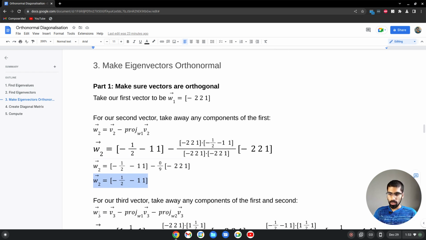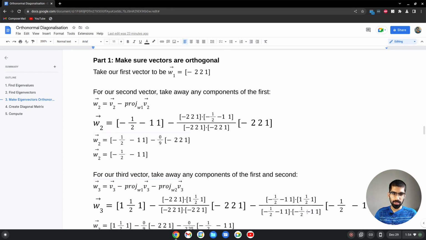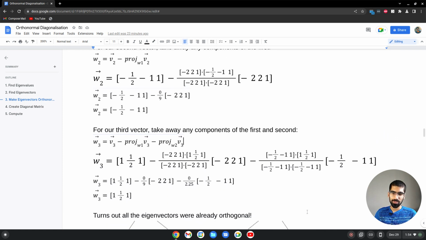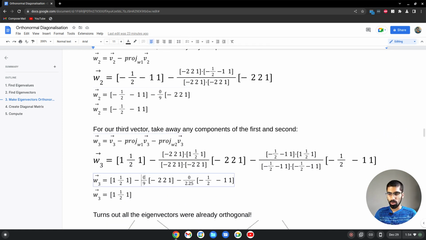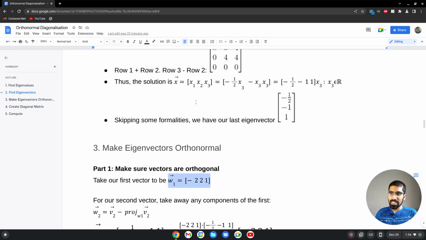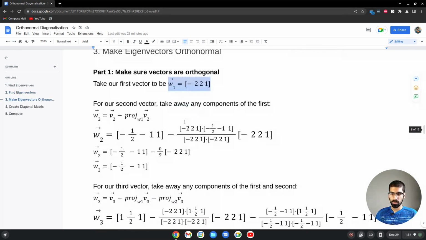And then for our third vector, as I showed you, we just make sure that it's orthogonal to both W1 and W2. So again, use our projection formulas. This isn't hard per se, it's just long, tedious computations. We find that this third vector is also orthogonal to all of them, so this is a very special example. Usually this doesn't happen. So in the end, our orthogonal set just stays the same as all of the original eigenvectors.